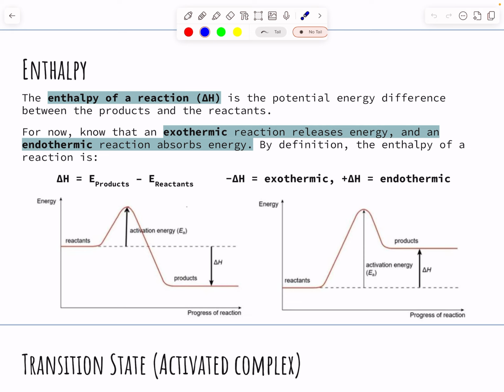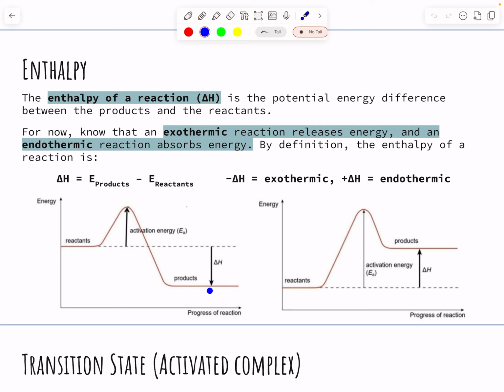But the enthalpy of the reaction is the potential energy difference between the products and the reactants. We know, hopefully, that exothermic reactions release energy and an endothermic reaction absorbs. So by definition, when we work that out, the enthalpy of a reaction is the products minus the reactants. If you end up with a negative enthalpy, it's exothermic, and a positive enthalpy is endothermic. And this is what those look like.